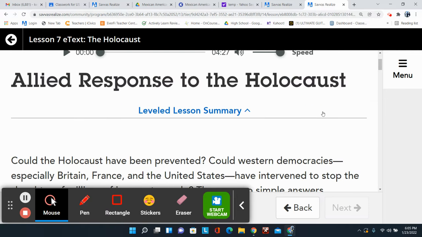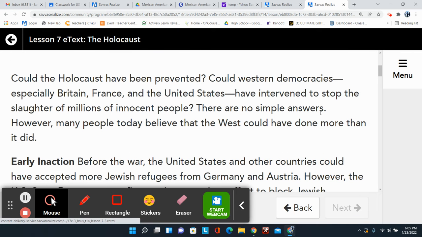Allied response to the Holocaust. Could the Holocaust have been prevented? Could Western democracies, especially Britain, France, and the United States, have intervened to stop the slaughter of millions of innocent people? There are no simple answers. However, many people today believe that the West could have done more than it did.